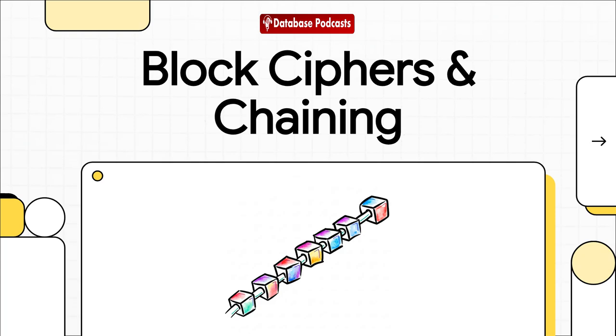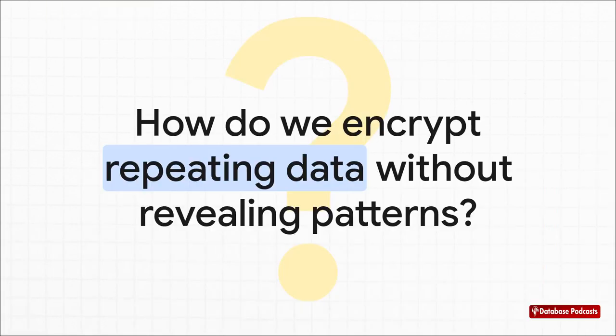Welcome to The Explainer. Today, we're going to dive into a really core concept in digital security, symmetric key cryptography. We're going to look at how we can encrypt massive amounts of information without accidentally giving away our secrets in the process. So, let's start with a really fundamental question.